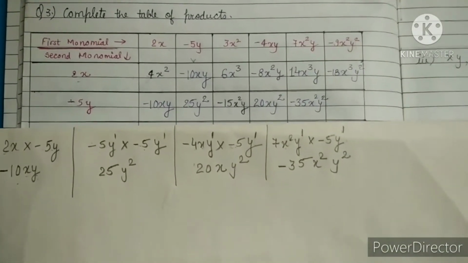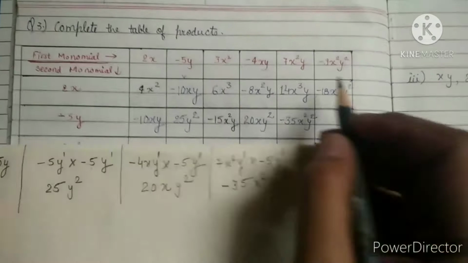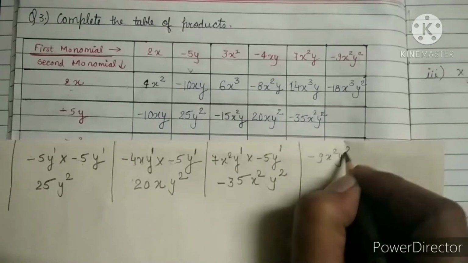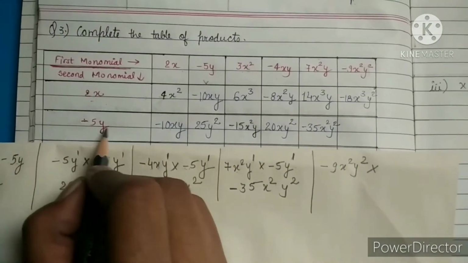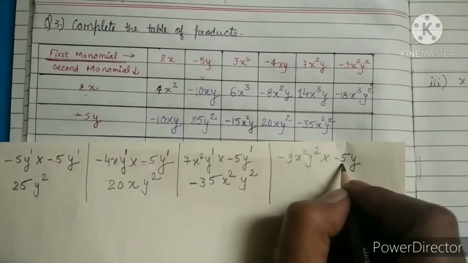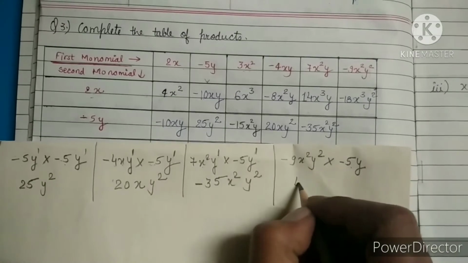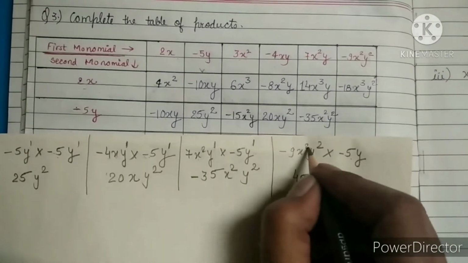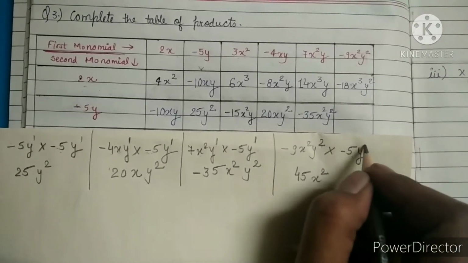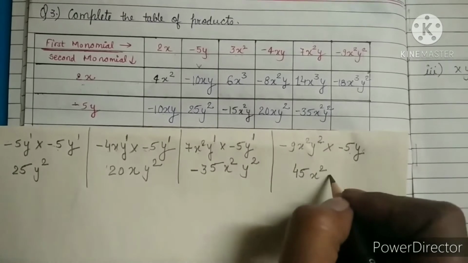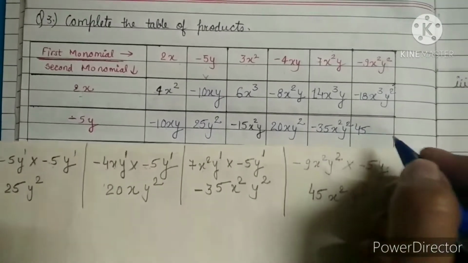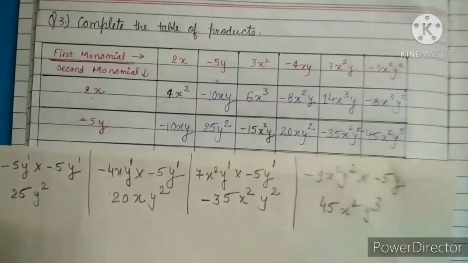Now the last cell of this row is represented by the intersection of minus 9x square y square. It will multiply by minus 5y. Minus minus plus. So 9 5s are 45. Okay, so x square is only one time, so x square will come here. And y is to power 2, y is to power 1, so 2 plus 1 is 3. So here we have 45x square y is to power 3.